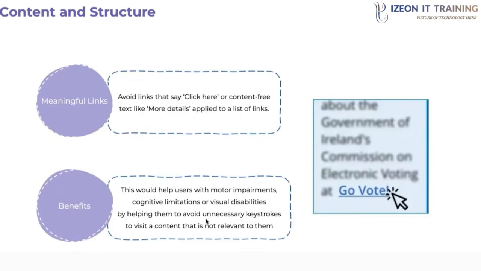Okay. The benefits are, again, it would help users with motor impairment, cognitive limitations, or visual disabilities by helping them avoid unnecessary keystrokes to visit content that is not relevant to them. Okay. So you must have seen Google does not say "click here, click here, click here." It creates that link only as a hyperlink, right?